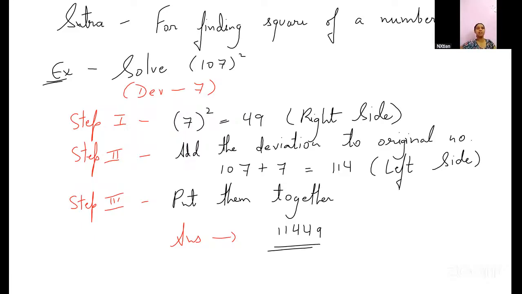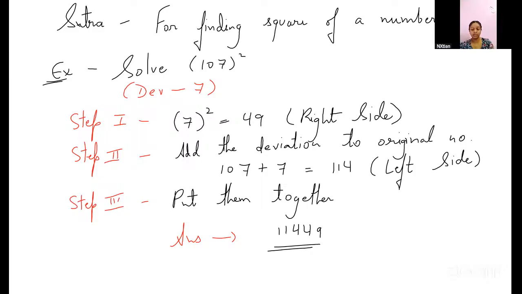Now, there are some things to keep in mind in this sutra, besides the simple calculation. We have done them in the previous sutras. The first is that you have to consider the deviation as a hundredth value or thousand value. If it is less than 100, then you put a zero on the left side of the answer you obtain by squaring the deviation.